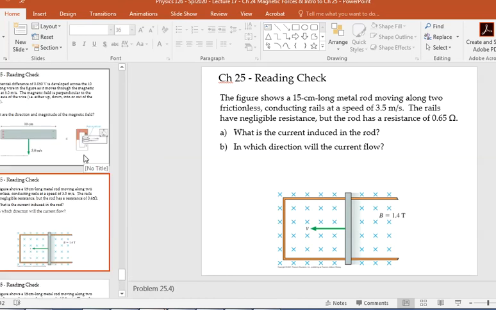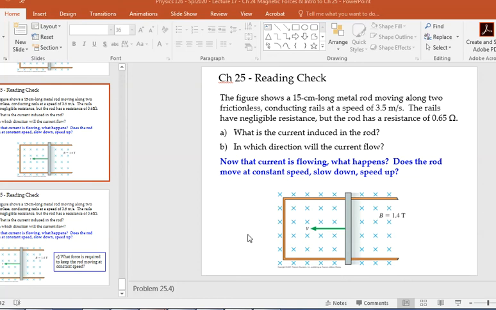Okay. So let's take a look at another example here. This figure shows a 15 centimeter long metal rod, and it's moving along two frictionless conducting rails at some speed. And the rails have negligible resistance, but the rod has a resistance right here of 0.65 ohms. So we want to know what is the current in the induced rod, and in which direction will the current flow be. Take a moment to see if you can figure out some of those details.